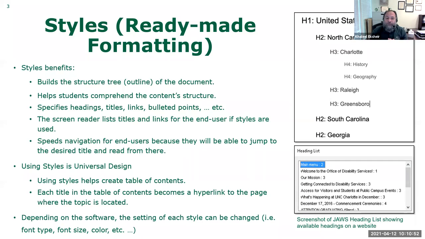So when you use styles, you can create a table of contents. With a click, it will immediately look for these headings and build that content for you. Each line of the table of contents becomes a hyperlink to the content. So this is how it becomes a universal design.